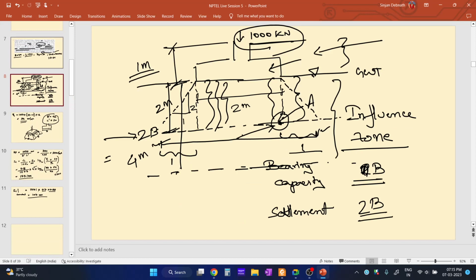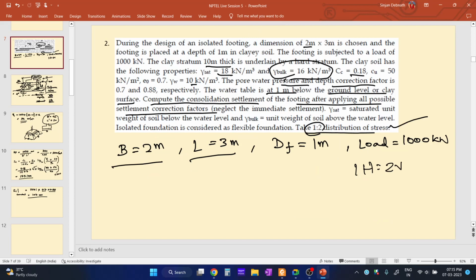This is problem number 2 actually. We need to find out the stress distribution at a certain depth due to the additional load that the raft is carrying. We need to find out the effective overburden pressure at that point. If we incorporate all those parameters into the consolidation equation and calculate, we will get the consolidation settlement, as simple as that.